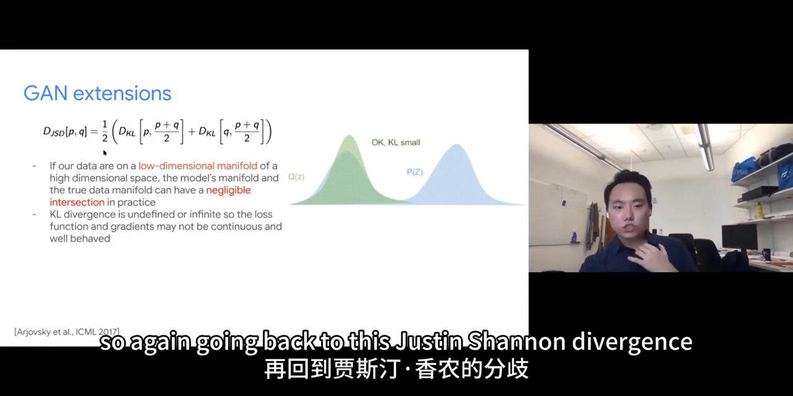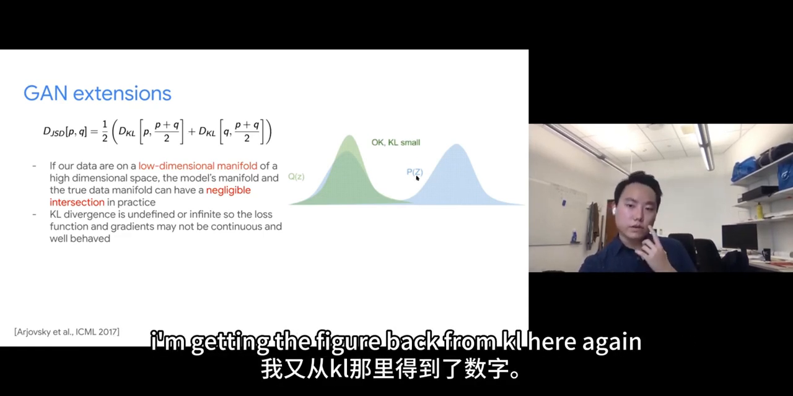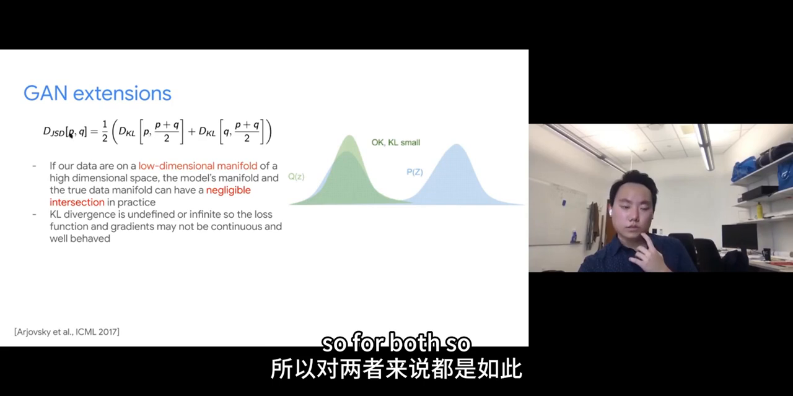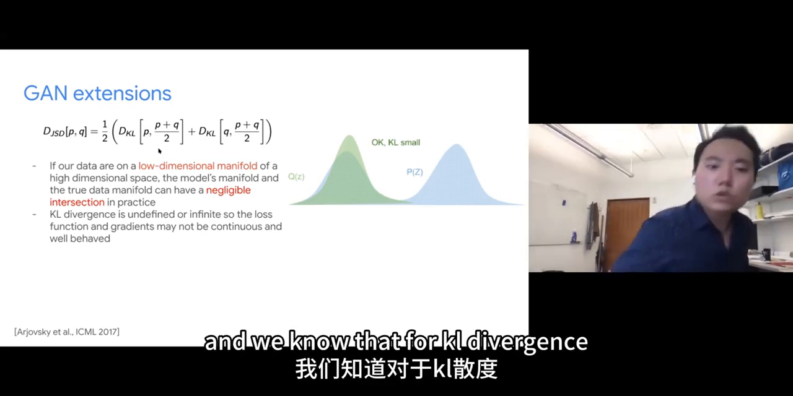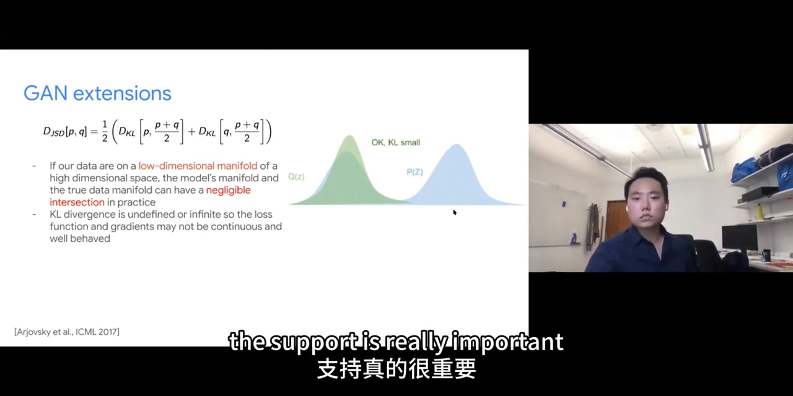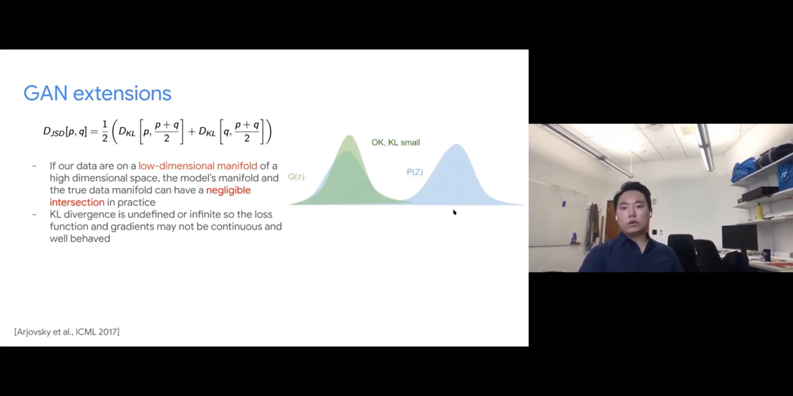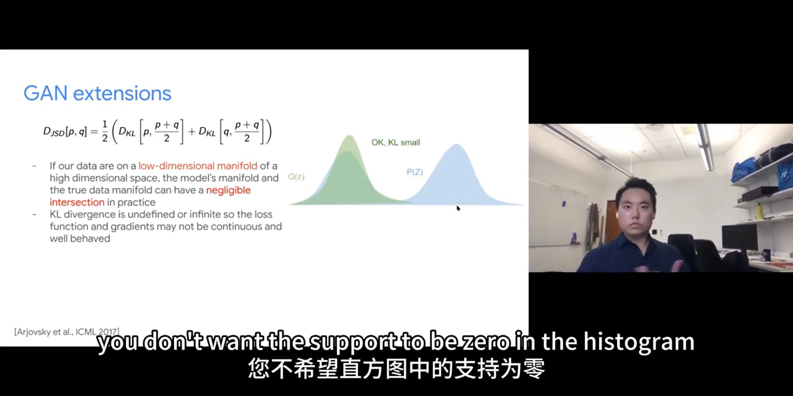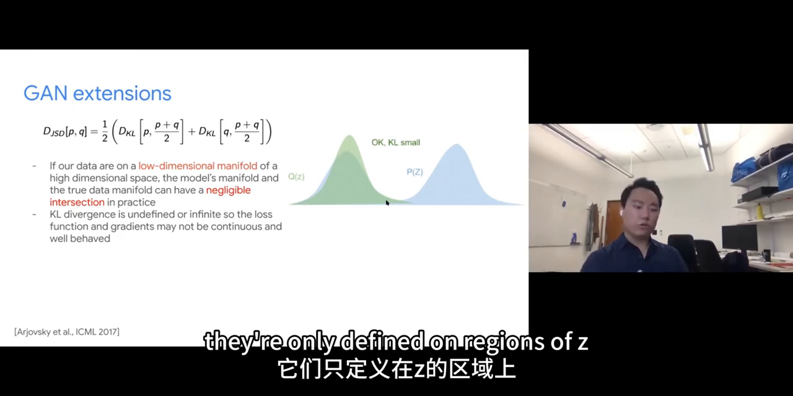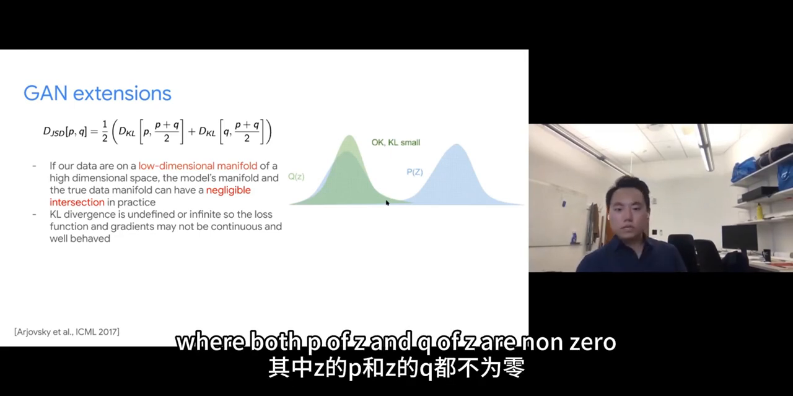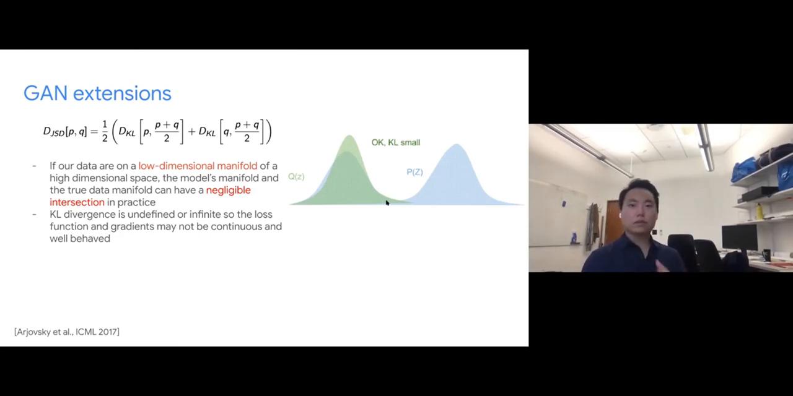So again, going back to this Jensen-Shannon divergence, I'm getting the figure back from KL here again. Jensen-Shannon divergence essentially makes use of two KL divergences, right? And we know that for KL divergence, the support is really important, right? You don't want the support to be 0 in the denominator. And many of these divergences are only defined on regions of Z where both P of Z and Q of Z are non-zero. And you're going to measure the differences there.